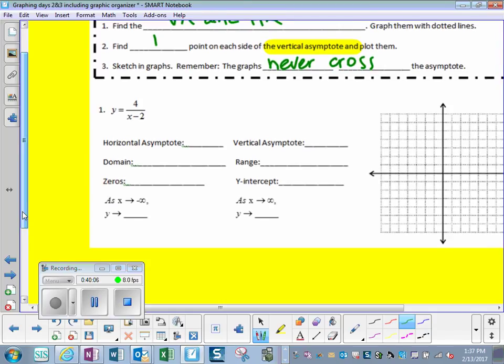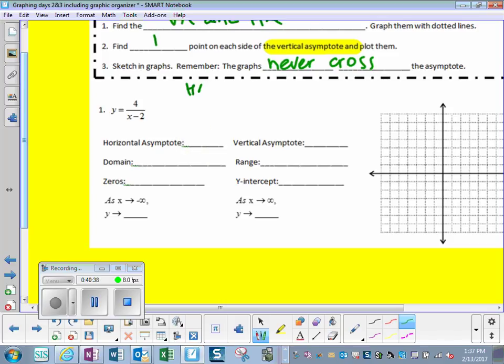Okay, so let's try a final example. I have the function here, y equals 4 over x minus 2. Let's use our graphic organizer to figure out all the properties. No need to do any kind of analysis here or guesses. Horizontal asymptote. How do we find horizontal asymptote? We look at our rules. We compare the degrees, right? First, we compare the degrees of the polynomials in numerator and denominator. What we have is 0 over 1.